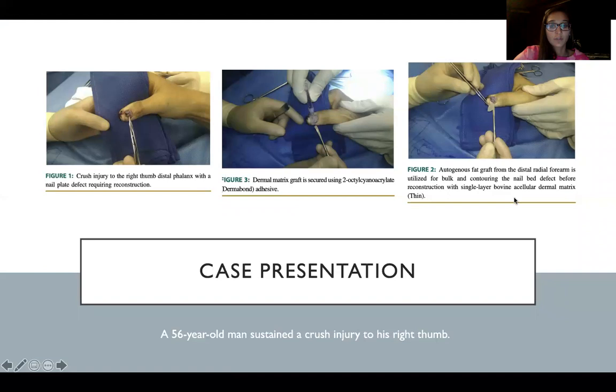Figure 2 shows an autogenous fat graft from the distal radial side of the patient's forearm that was used to add bulk and contour to the missing tissue before reconstruction of the nail bed with the dermal matrix. And figure 3 shows a dermal matrix layer was secured over the fat graft to the surrounding intact tissue with the Dermabond.